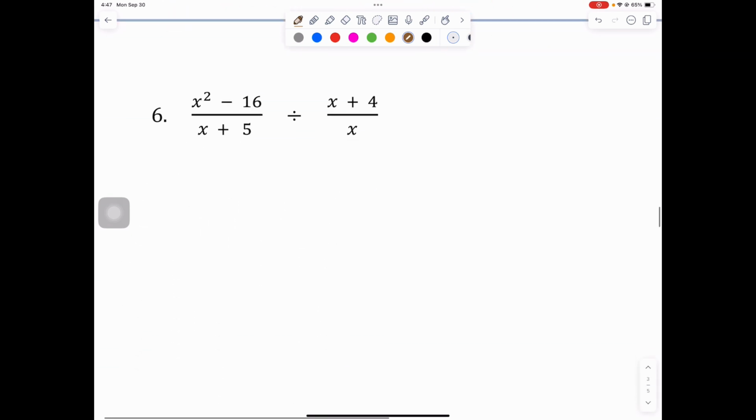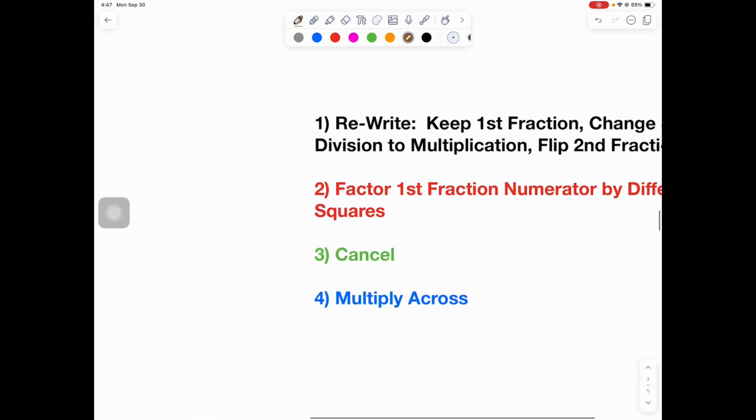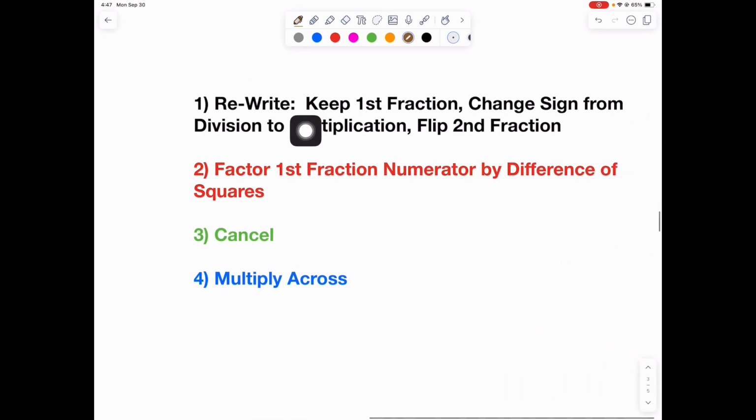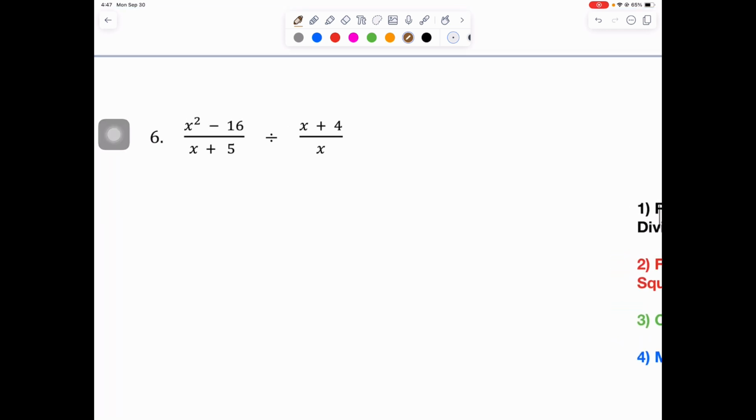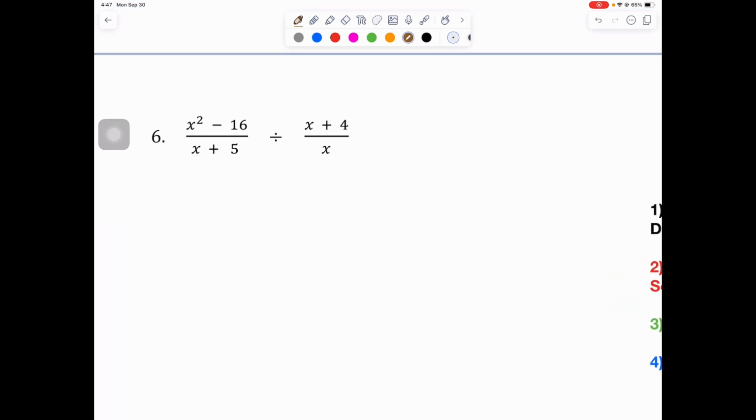All right, for number 6, let's move forward. It's asking us to rewrite. Keep the first fraction, change the sign from division to multiplication, flip the second fraction. I know Miss Oler this week played us a hip-hop jam that was simply like keep, change, flip. I'm going to keep, change, and flip. Yes, I know, very corny by Mr. Richards right there. All right, but here we go.